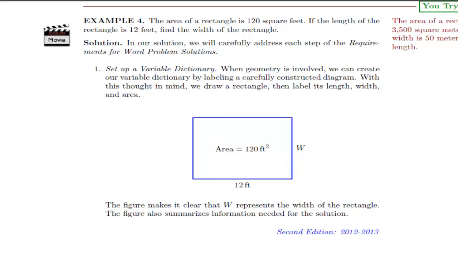When geometry is involved, we can create our variable dictionary by labeling a carefully constructed diagram. With this thought in mind, we draw a rectangle, then label its length and width and area. The figure makes it clear that W represents the width of the rectangle. The figure also summarizes information needed for the solution.